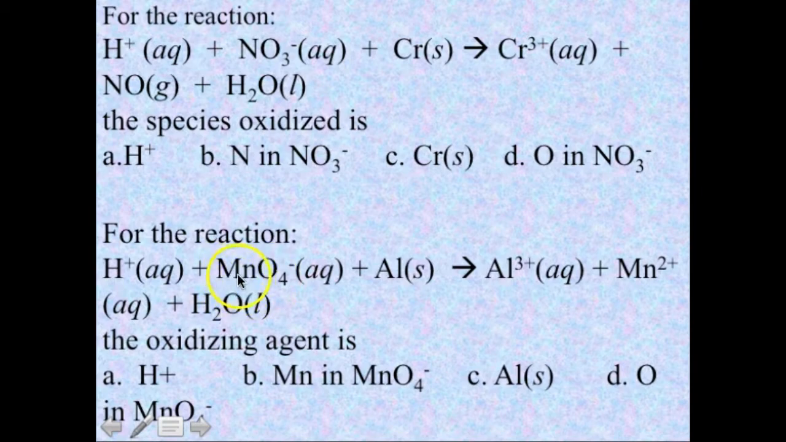Now, if you really want to calculate the oxidation number of manganese in permanganate, oxygen is -2. There are 4 of them. That's -8. This has a -1 charge. Therefore, this is +7. +7 is going to manganese in the product side of +2. So therefore, it is becoming less positive. Therefore, it's gaining electrons and is being reduced, and therefore is the oxidizing agent. You can do that. But it's a lot easier to look at the aluminum side and say, that's being oxidized, therefore it's the reducing agent, therefore the other one has to be the oxidizing agent.